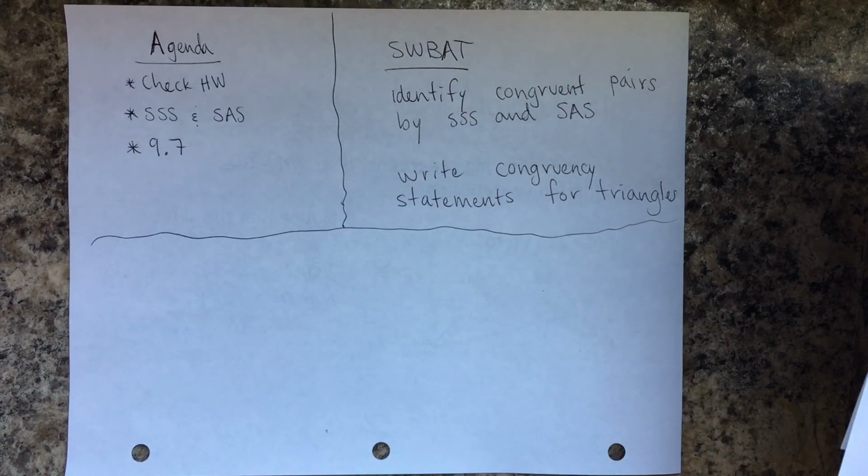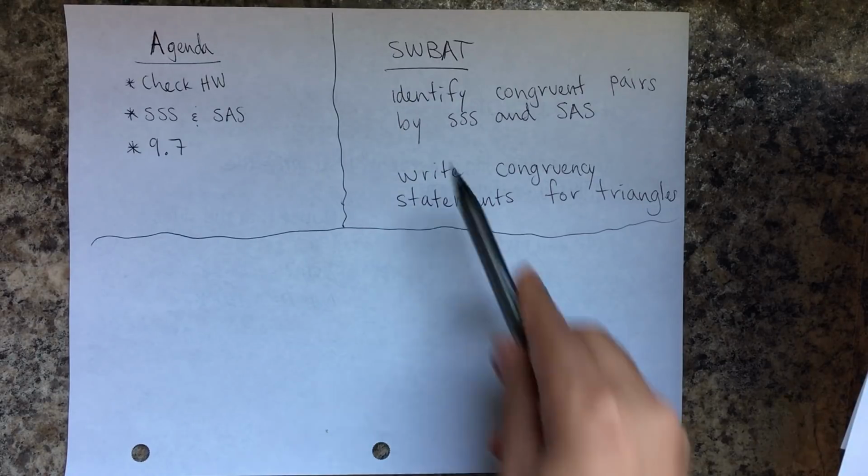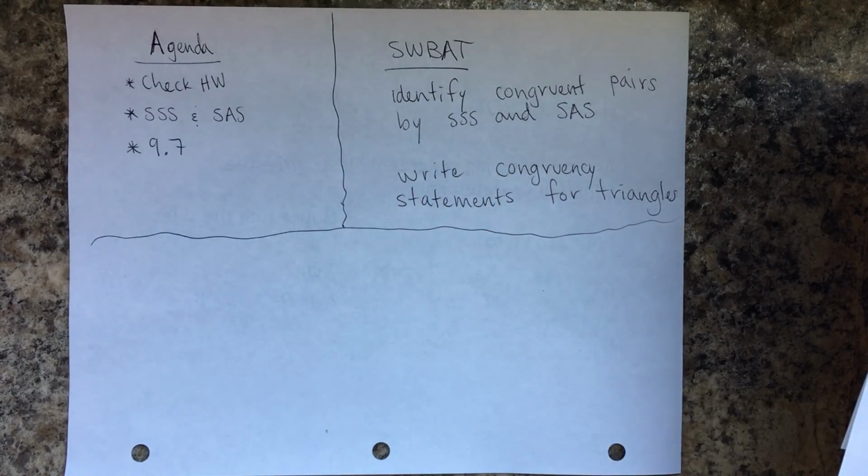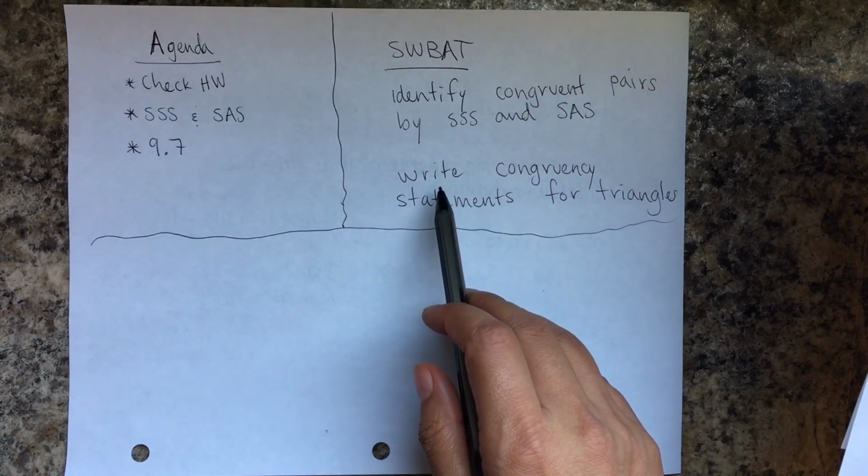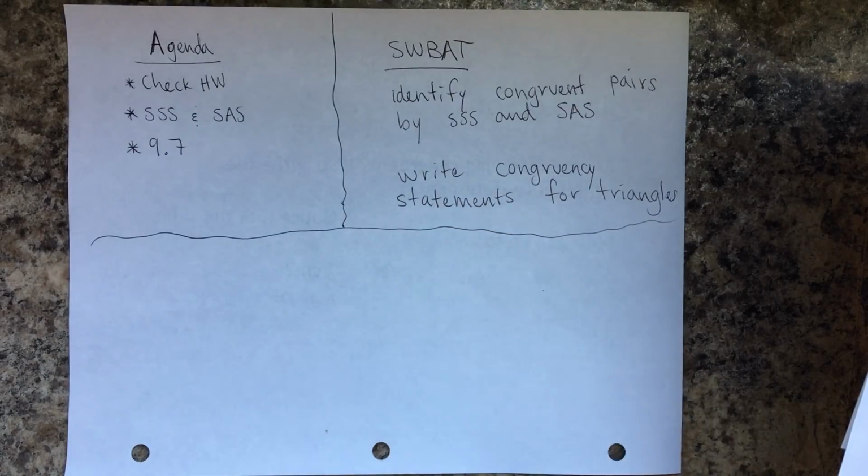Hello students, today's agenda is to check homework. We'll learn about side-side-side and side-angle-side congruency, and you will be able to work on 9.7. Today, students will be able to identify congruent pairs by side-side-side and side-angle-side. And you will also be able to write congruency statements for triangles.